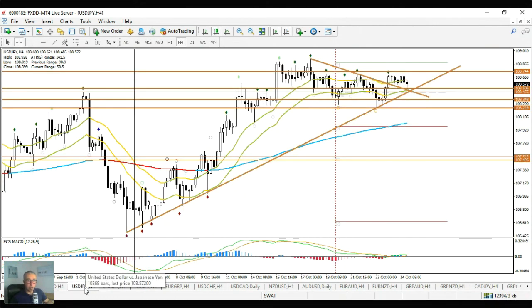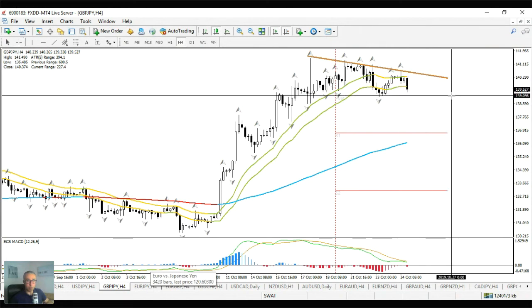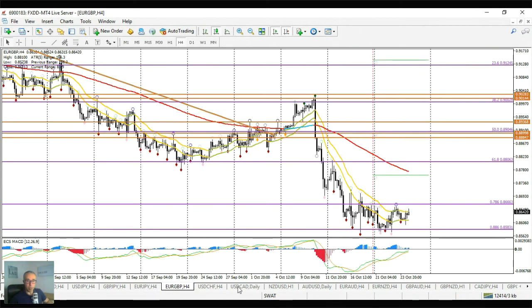Dollar yen still looks bullish to me. Still holding on to that. Pound yen waiting for bullish breakout. Otherwise, break below 139 could be retracement territory. Same for the euro yen. Waiting for a breakout above 121.60 would be with the trend.